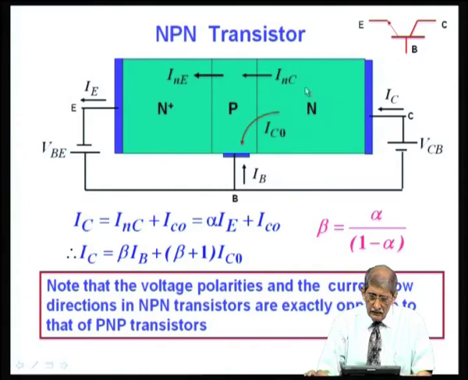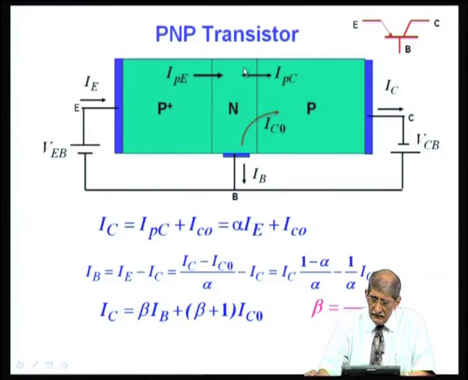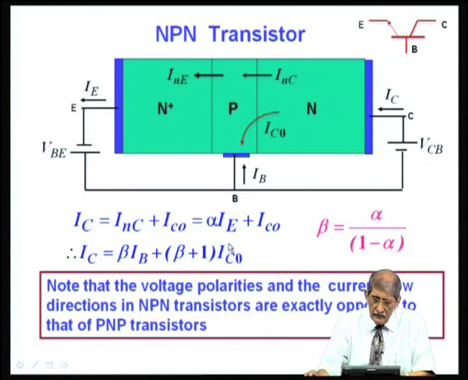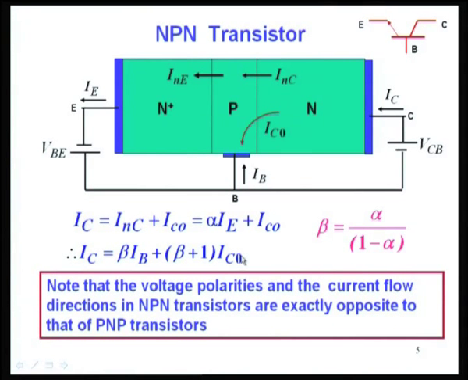IC is alpha times IE plus IC naught. You can see that IC naught is in the same direction as this IC. Just like in the previous case, IC naught was in the same direction as IC. So, these two add up, you get alpha times IE plus IC naught as IC. In terms of beta, beta is IC by IB, you get IC is beta times IB plus (beta plus 1) IC naught. Please note that the voltage polarities and the current flow directions in NPN transistors are exactly opposite to the PNP transistor. Okay. So, the symbol is like this. We will come back to how this can be used as an amplifier a little later.